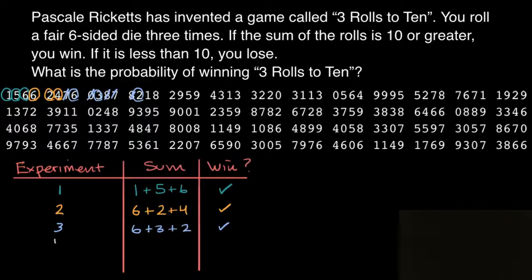All right, let's do our fourth experiment here. Our first roll, we got a 1. This is invalid. Second roll, we got a 2. This is invalid. Third roll, we get a 5. Did we win? 1 plus 2 plus 5 is 8. No, we did not win. So that's our first non-win. Let's keep going. This is interesting.